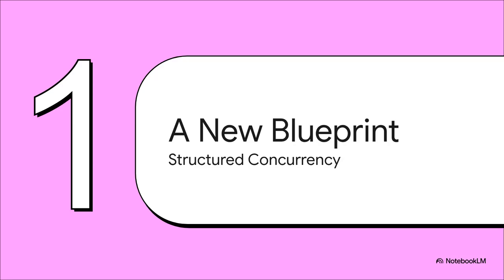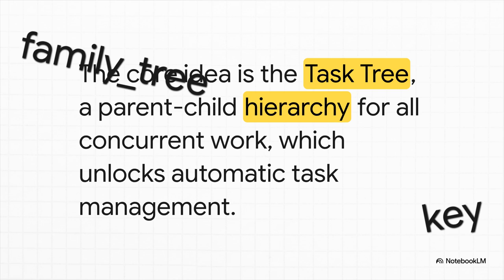So Swift's answer to all this chaos is this really powerful idea called structured concurrency. Think of it as a brand new blueprint for writing concurrent code that is safe and easy to understand by design, right from the very first line you write. So the whole model is built around this idea of a task tree. It organizes every single piece of asynchronous work into a hierarchy, kind of like a family tree. Every bit of work you kick off, which we call a task, has a parent. And believe me, that structure is the key to everything.